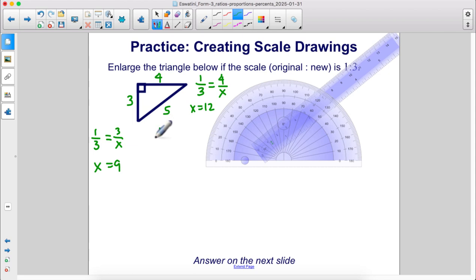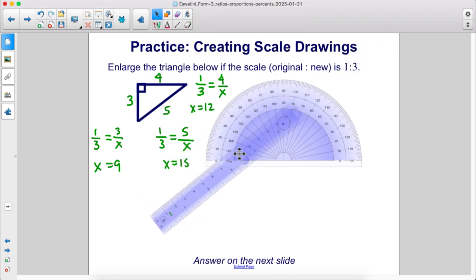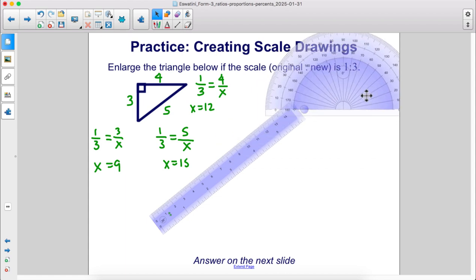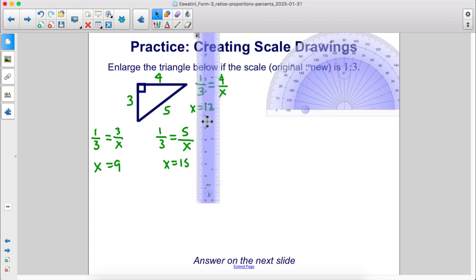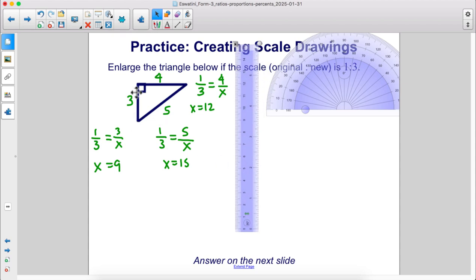And then finally, our scale is 1 to 3. If the small version is 5, what's the large? X equals 15 centimeters. Okay, so let's make our ruler vertical and draw our short side here, which is going to be 9 centimeters. Actually, I'll do it as a line from here to here.